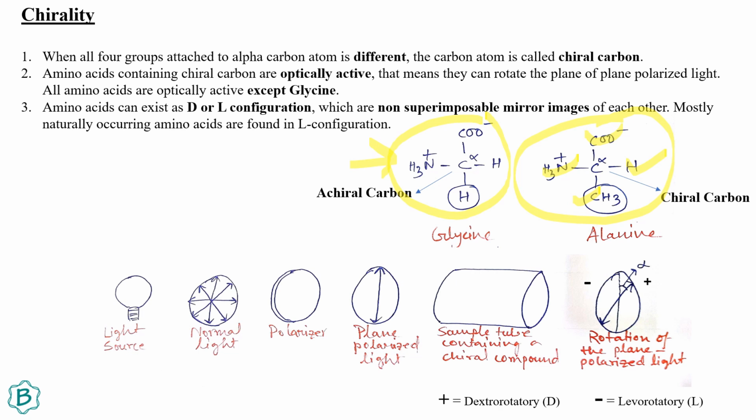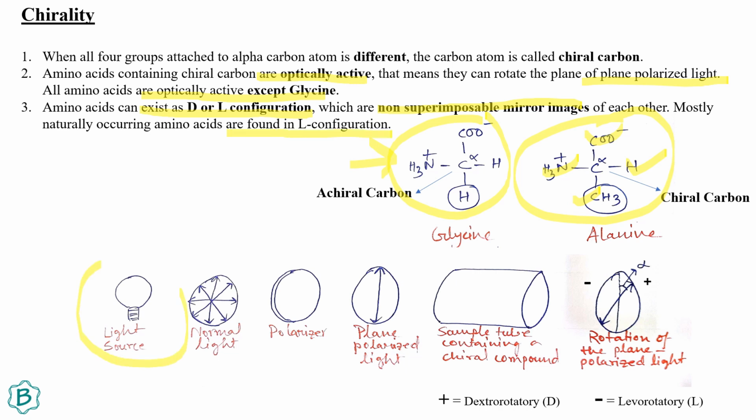Amino acids containing a chiral carbon are optically active. That means they can rotate the plane of plane polarized light. All amino acids are optically active except glycine. Amino acids can exist in D or L configuration, which are non-superimposable mirror images of each other. Mostly, naturally occurring amino acids are found in the L configuration.